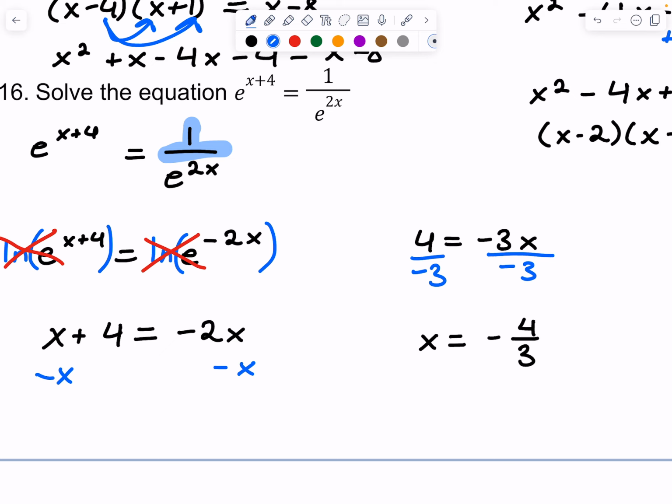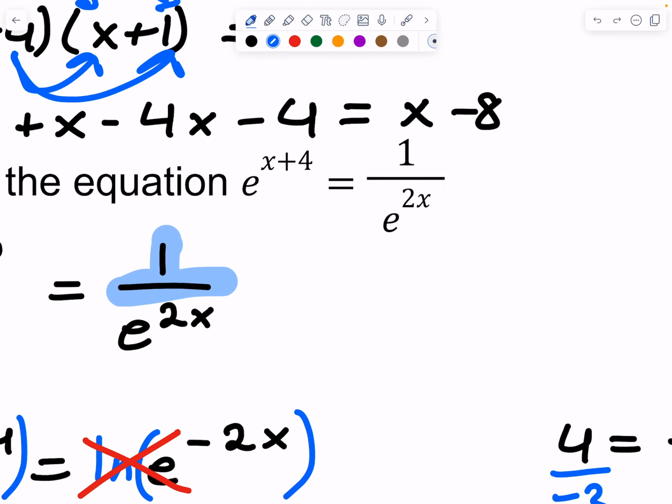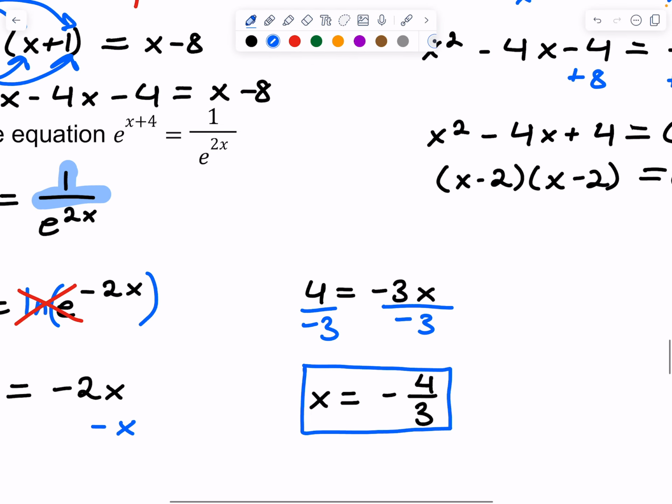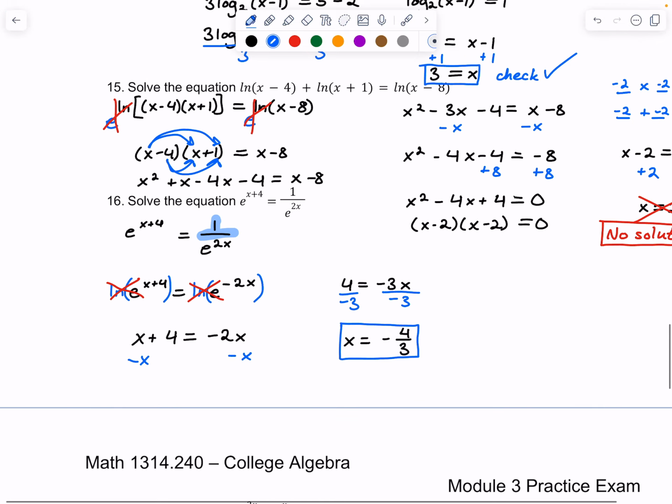Now, I can plug this one back in and check it, but because it's an exponential, there are no restrictions. You're allowed to have any kind of number in an exponent. You can have a negative, you can have a fraction, you can have a positive, it does not matter. So because there's no restrictions, it's actually not necessary to check it. If you wanted to, it's never a bad idea, but in this case, it will work.